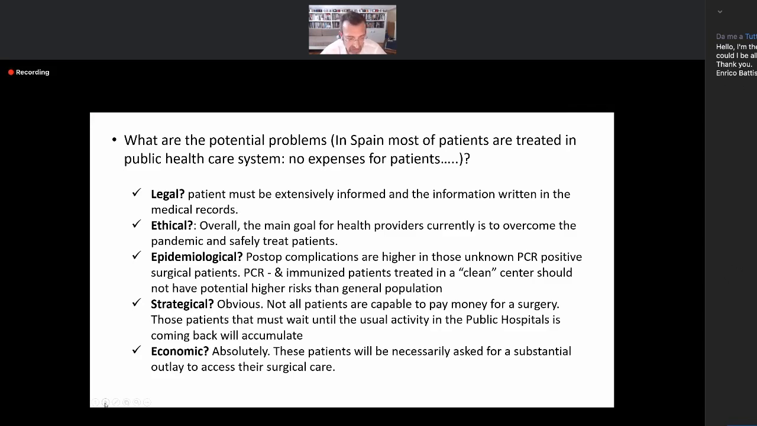So in the end, we have to be able to live with the virus, because the virus is still going to be here for several months or years, but we cannot stop the activity. We also have to be able to create clean areas and clean places to maintain the activity with these non-oncological patients, but patients who need this treatment to increase their quality of life. And these are my suggestions for this situation, at least here in Spain. Thank you.